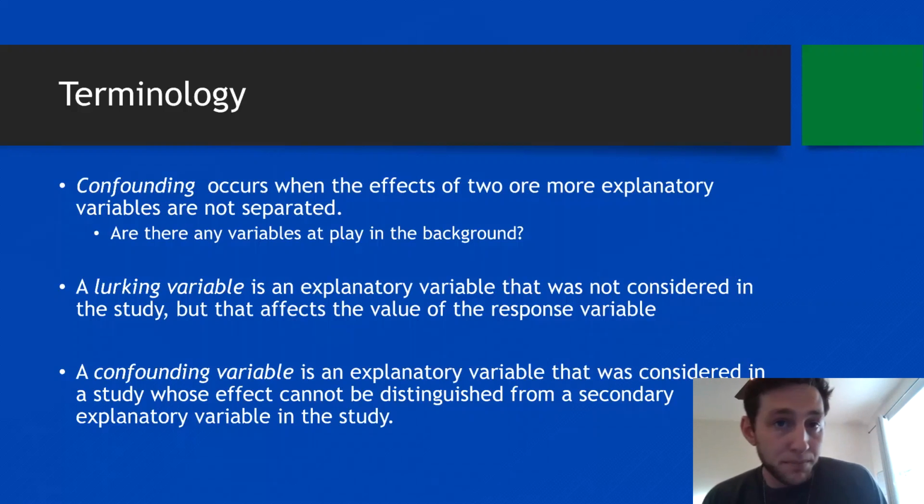Two types of variables that could pop up would be a lurking variable. That's an explanatory variable that was not considered in the study, but that affects the value of the response variable. For instance, the caloric content of your fridge. And another one would be a confounding variable. A confounding variable is an explanatory variable that was considered in the study whose effects cannot be distinguished from a secondary explanatory variable. So sometimes you just have variables that are too interlinked. There's no great way of separating them out.